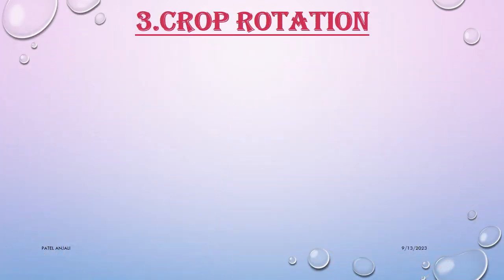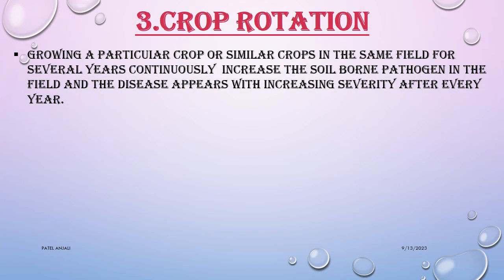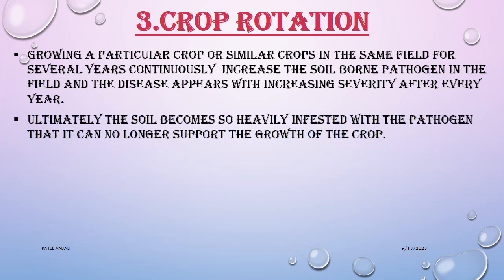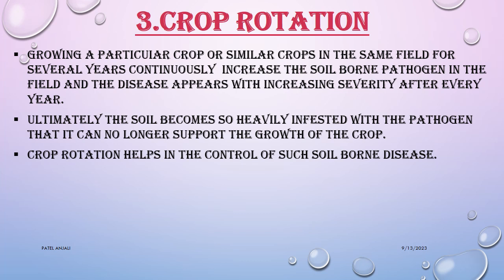Crop rotation. Growing a particular crop or similar crop in the same field for several years continuously increases the soil-borne pathogen in the field, and the disease appears with increasing severity after every year. So ultimately, the soil becomes so heavily infested with the pathogen that it can no longer support the growth of the crop. Crop rotation helps in the control of such soil-borne diseases.